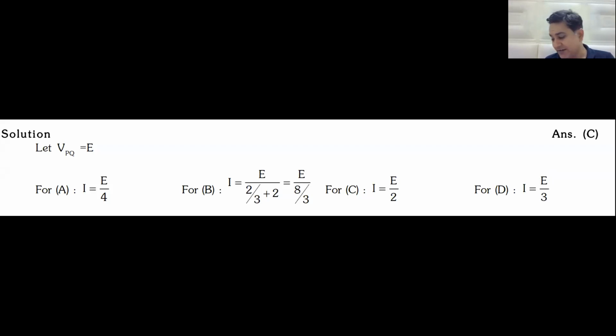In the first case, 3 are in series. If I assume that the potential difference is E, in the first case, current is E by 4. In the second case, 1 and 2 are in parallel, then it is in series. So the current is E by (2/3 plus 2). In the third case, all are in parallel. Current is E by 2. Sir, in the second case, how did 2/3 plus 2 come? 1 and 2 are in parallel, so it is 2 by 3. 2 by 3 plus 2 is the total resistance. Yes or no?